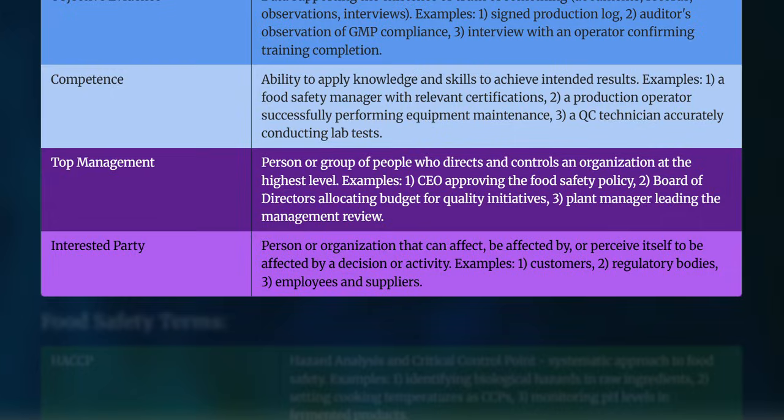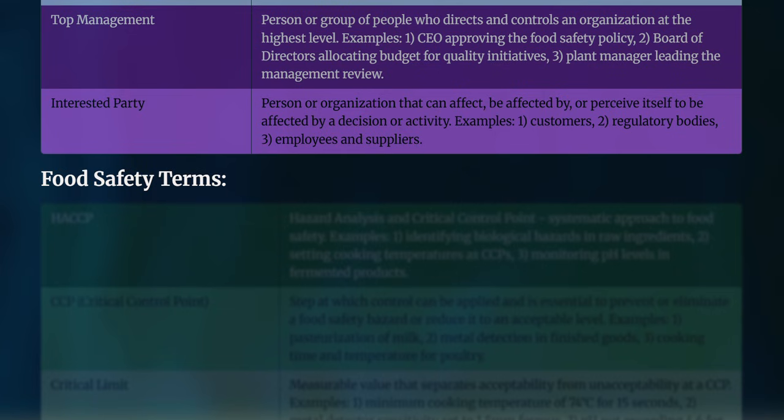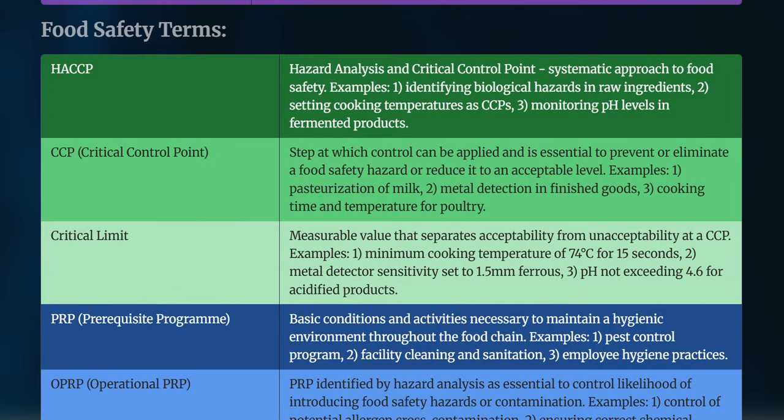Those are management terms. For food safety terms, you have HACCP. It means Hazard Analysis and Critical Control Point, which is a systematic approach to food safety. Example, you have identifying biological hazards in raw ingredients, or setting cooking temperature as a CCP, or monitoring pH level in fermented products. All these examples are part of HACCP, or Hazard Analysis and Critical Control Point.